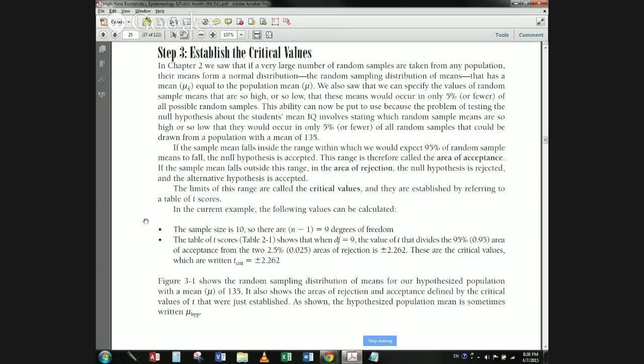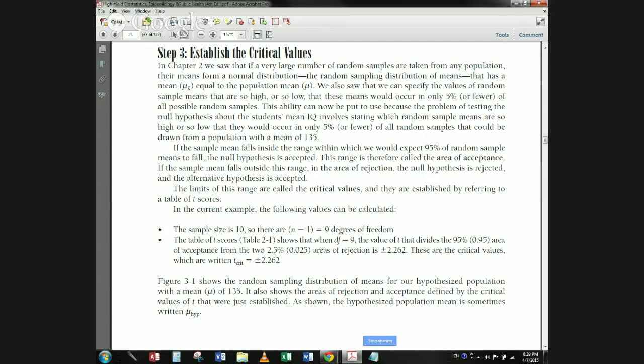In the current example, the following values can be calculated. The sample size is 10, so there are n minus 1, which is equal to 10 minus 1 equals 9 degrees of freedom. The table of t-scores in Table 2.1 shows that when df is equal to 9, the value of t that divides the 95% or 0.95 area of acceptance from the 2.5% or 0.025 areas of rejection is plus or minus 2.262. These are the critical values, which are written t critical is equal to plus or minus 2.262.